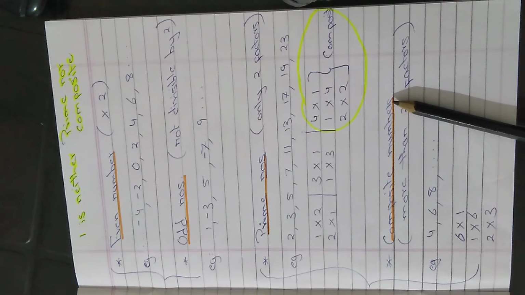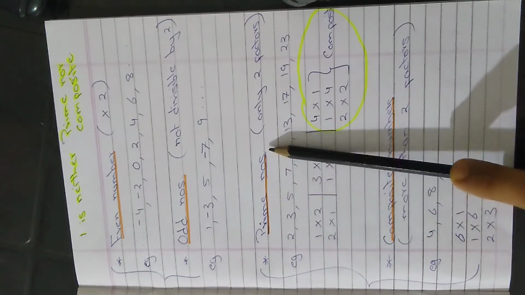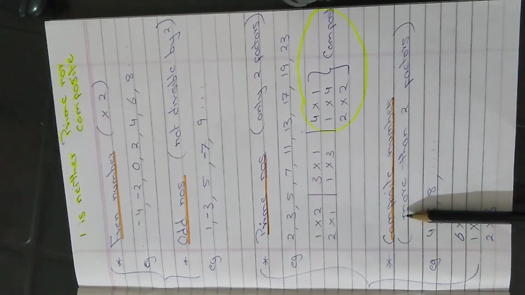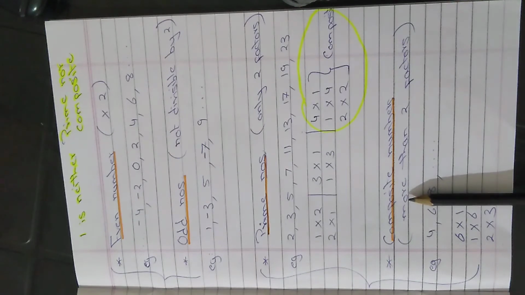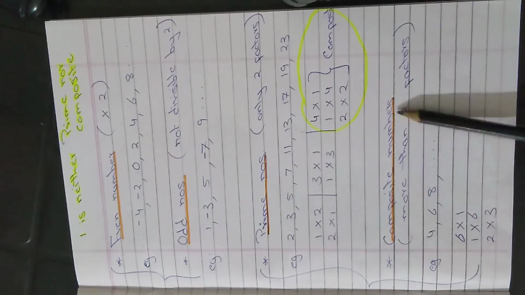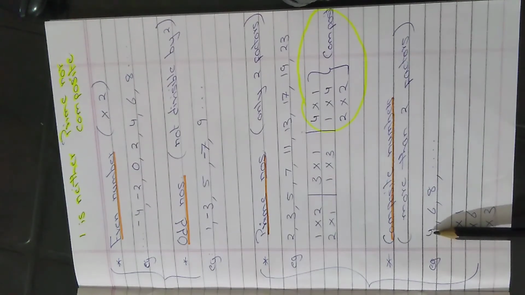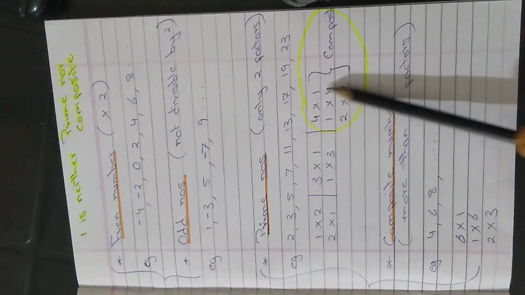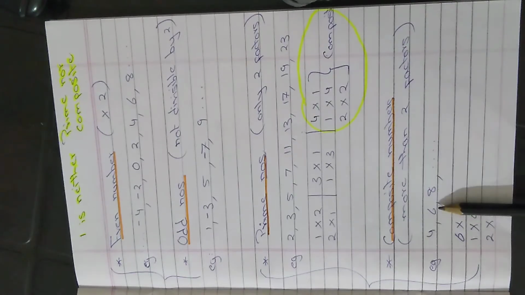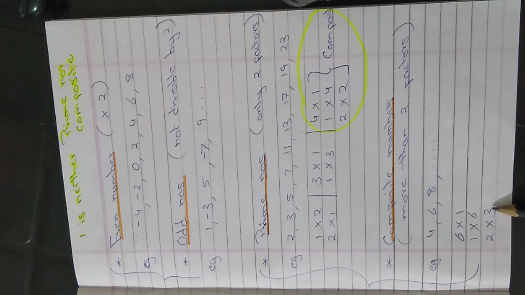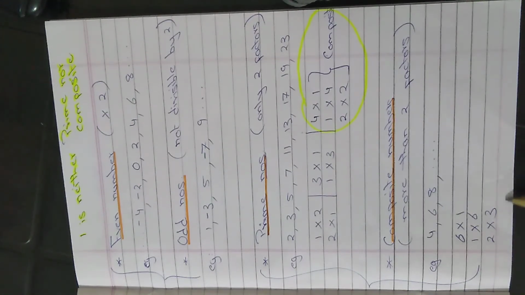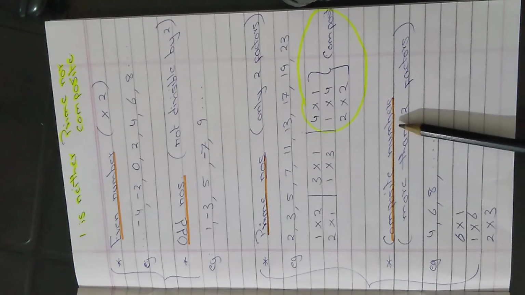That's it. A number can be either a prime number, or if it is not prime, then it is a composite number. The composite number definition: the number which is having more than 2 factors is called a composite number. 4, I have already shown you, it is having 3 factors, so it is a composite number. 6 appears in its own table, 6 appears in one's table, and we get 2 into 3 also as 6. So it is having more than 2 factors, so it is a composite number.